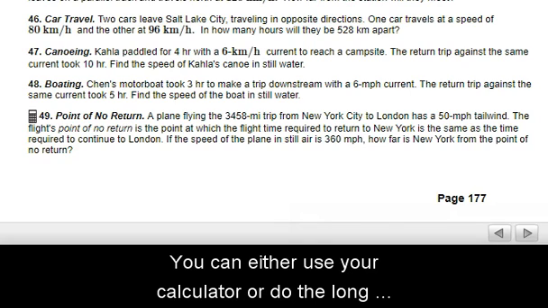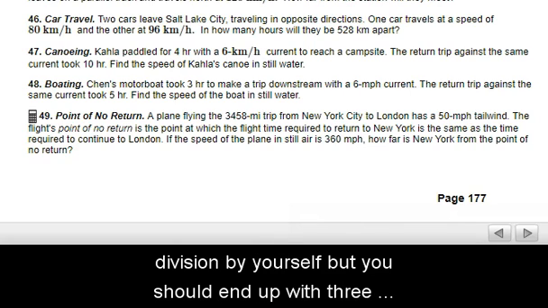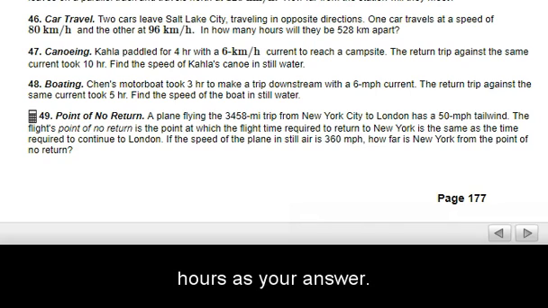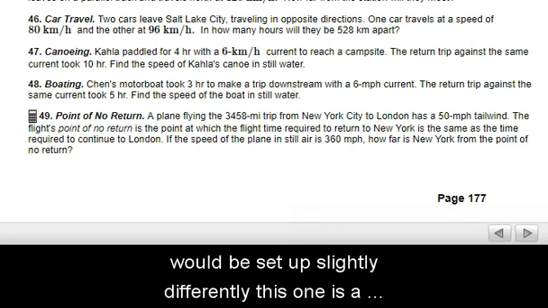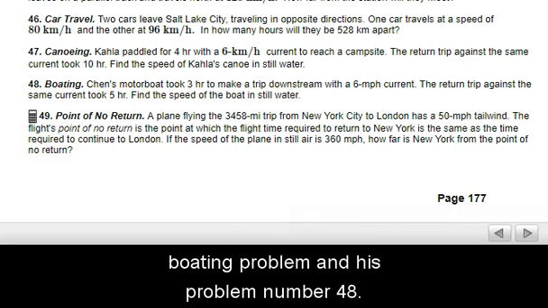You can either use your calculator or do the long division by yourself, but you should end up with 3 hours as your answer. That's the end of problem 46. Now let's take another look at a different problem that would be set up slightly differently. This one is a boating problem and is problem number 48.